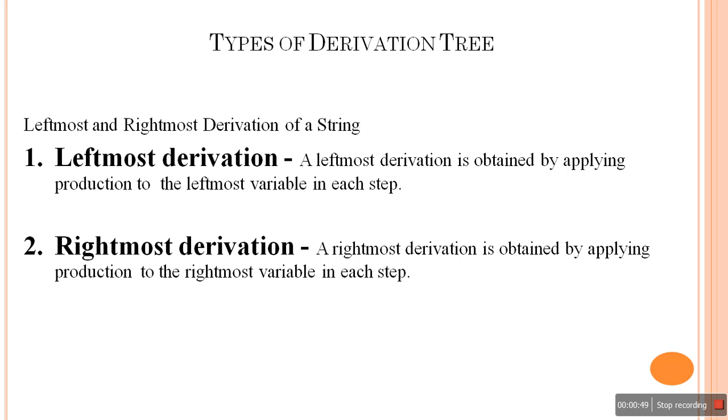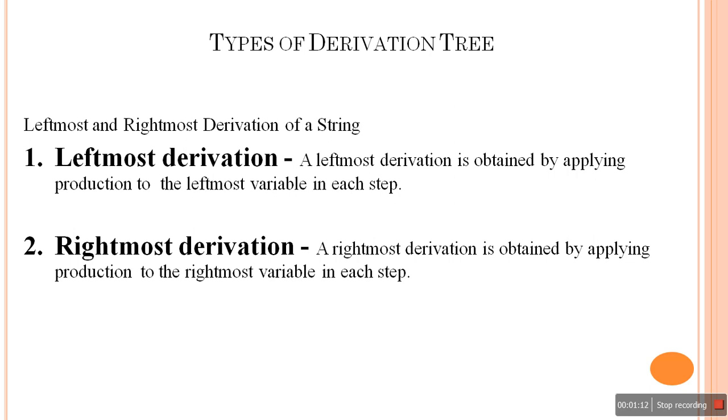A leftmost derivation of a string is obtained by applying the production rules to the leftmost variable of the string in each step. Means we have to apply the various production rules to the leftmost variable of a string.